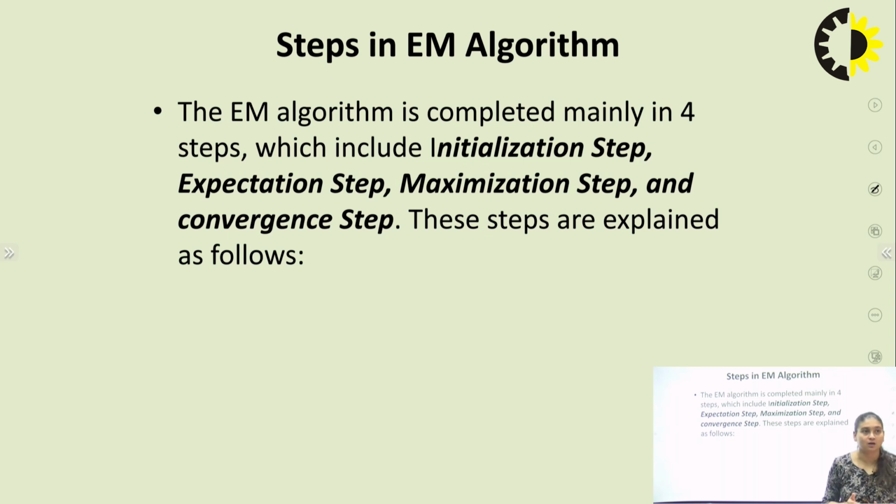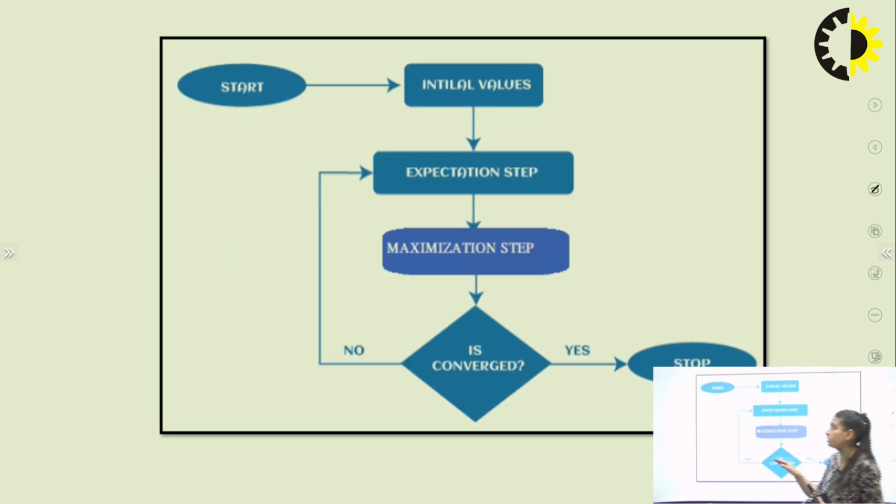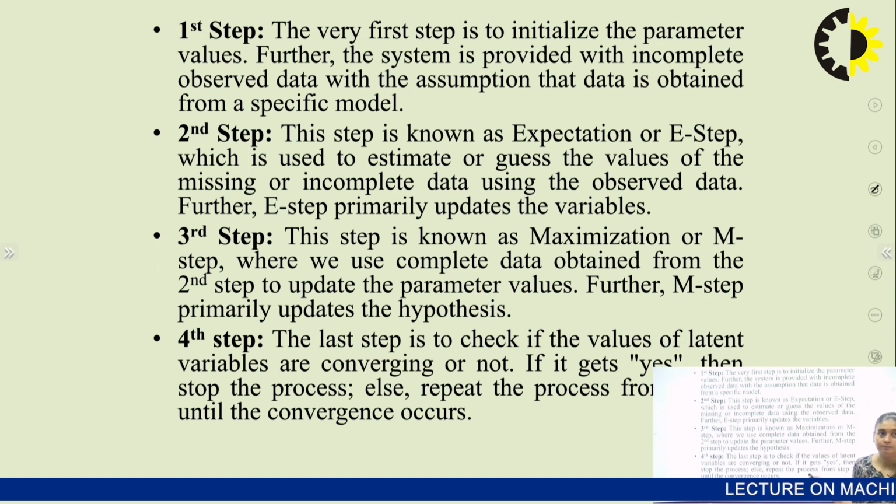What are the steps in the EM algorithm? It mainly involves four steps: initialization, E step, maximization, and convergence step. As you can see in this diagram, you will start here with the initialization. You will initialize different values to the different variables. Then the expectation step, in which you will update the variables, and the maximization step, in which you will update the hypothesis, and then we will check whether the convergence occurs or not. If yes, then we'll stop. If not, then again we have to repeat this expectation step. So it is very simple. You can read the theory here.